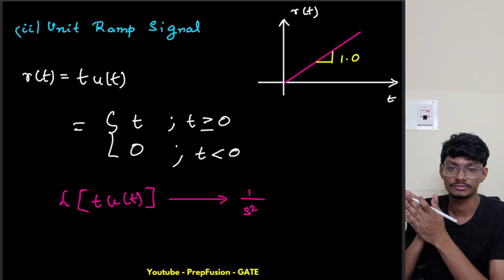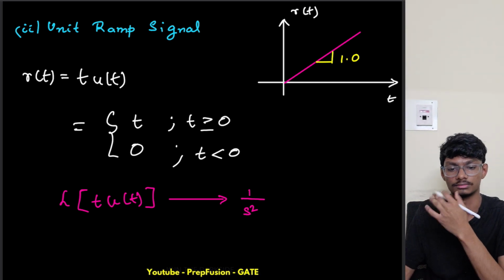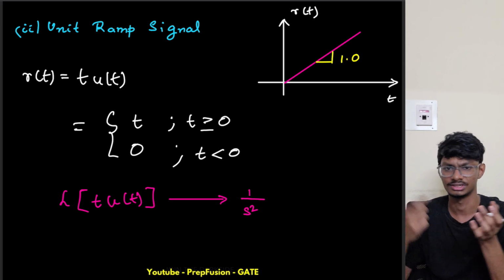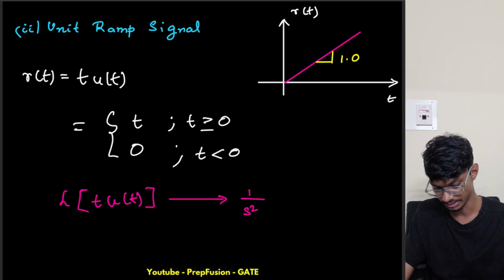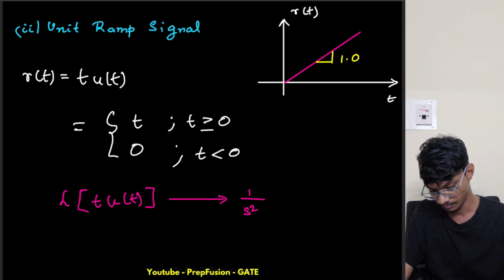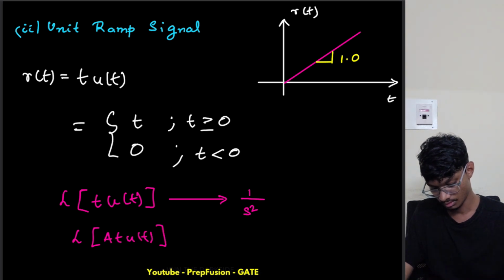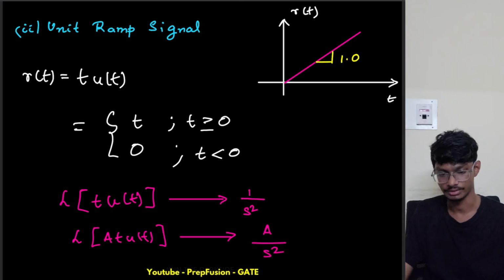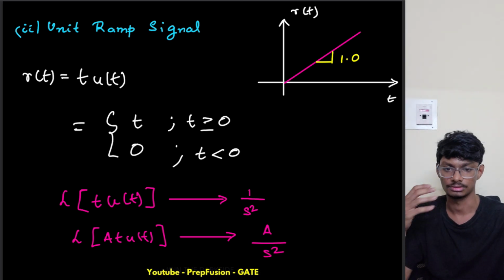Now what will be the Laplace transform of a times t times u of t, basically a multiple of that, because a constant is getting multiplied? So this is the formula. This you have to prove. So the Laplace transform is a by s square. So yeah, this is the basic formula.